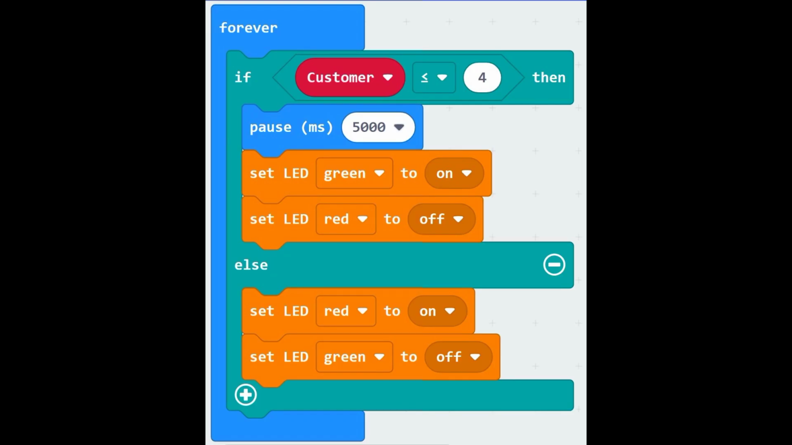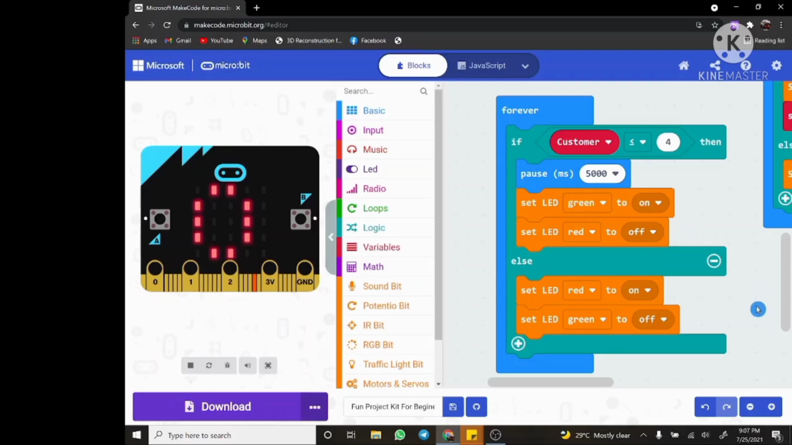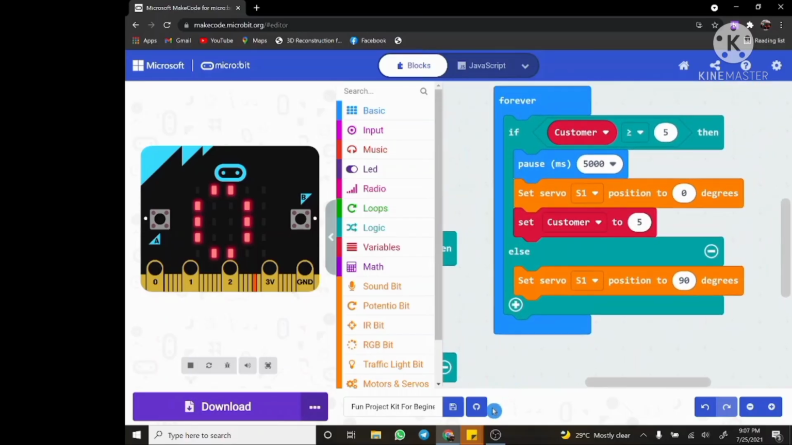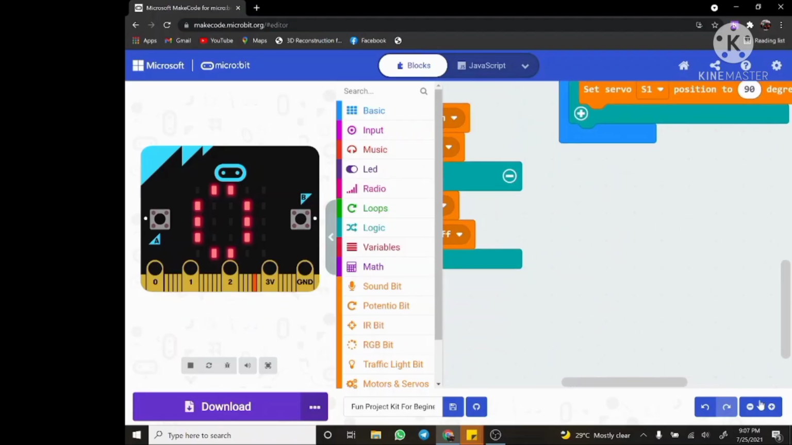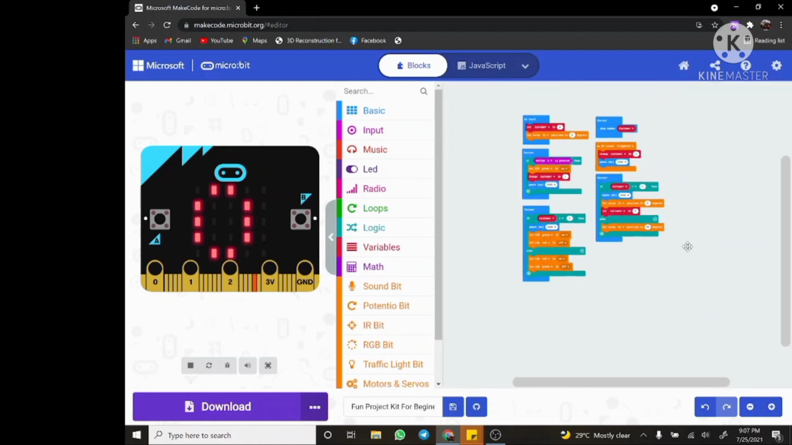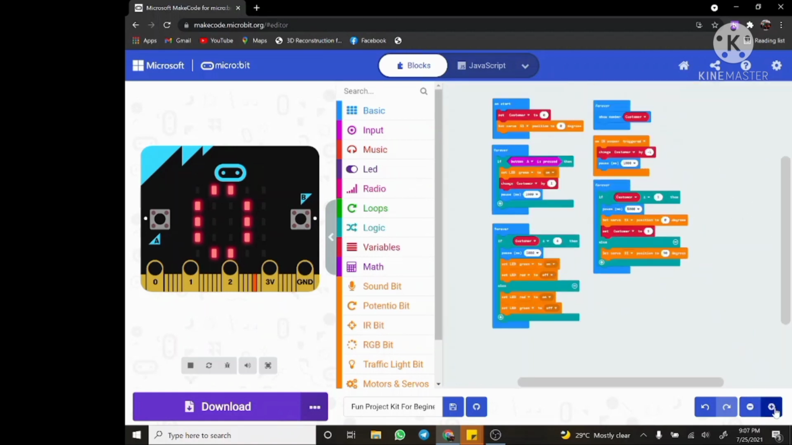Okay, next is if customer is less than 4, the LED will be green, otherwise red color. Next is the movement of servo, either 0 or 90 degree, if customer is more than 5.